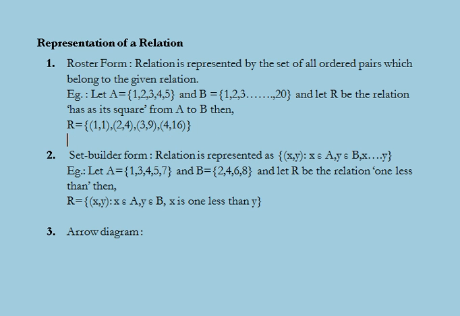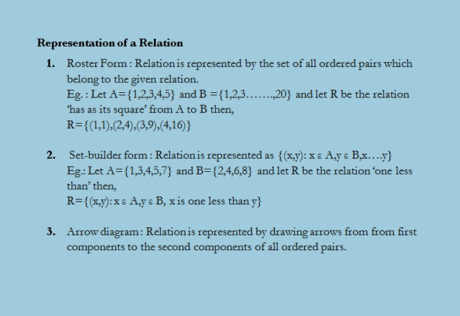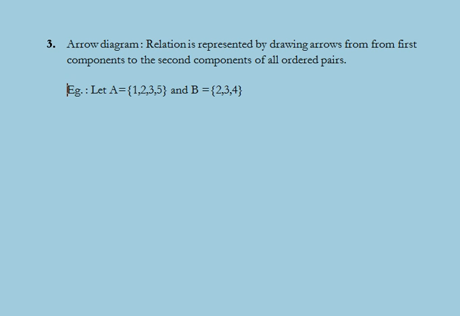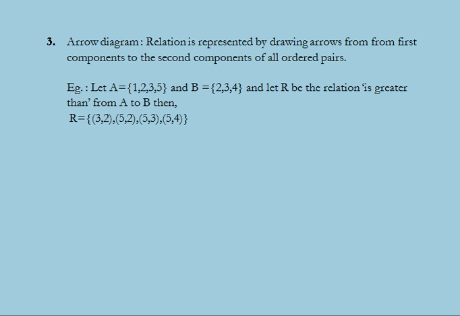Next we are going to find out how a relation can be represented by an arrow diagram. In this form the relation is represented by drawing arrows from the first components to the second components of all ordered pairs which belong to the given relation. For example, let us consider A equal to {1, 2, 3, 5} and B consisting of elements 2, 3, 4, and R be the relation "greater than" from A to B. Then R is equal to the ordered pairs (3,2), (5,2), (5,3), (5,4). This relation R from A to B can be represented by the arrow diagram as shown.